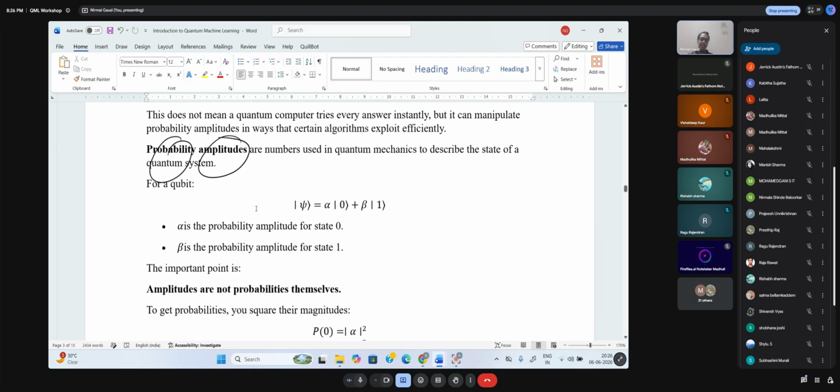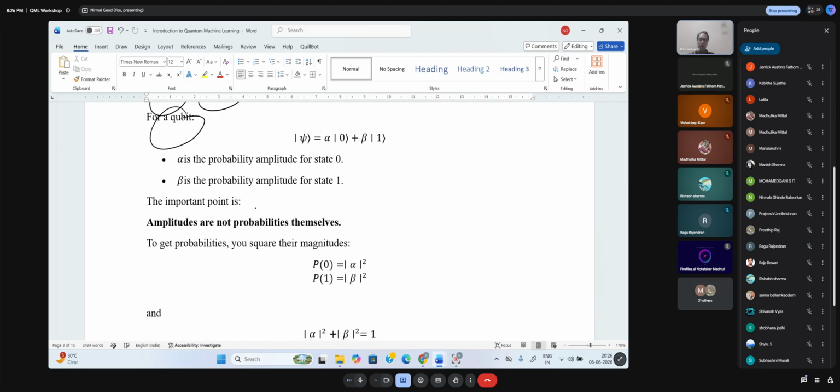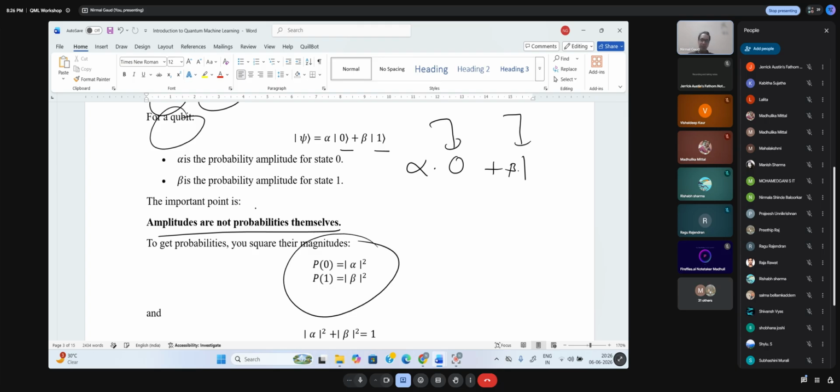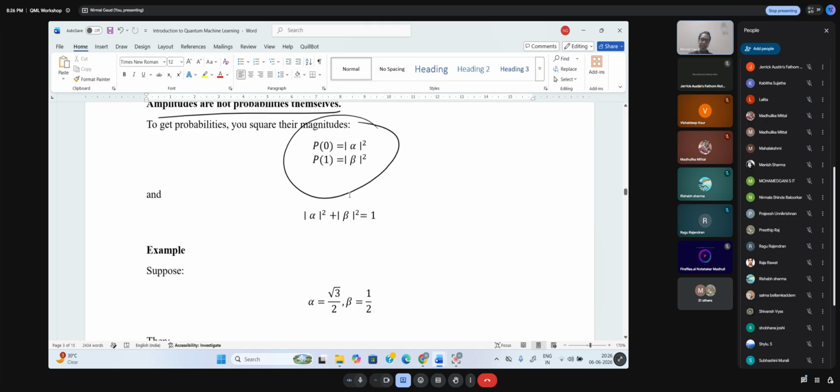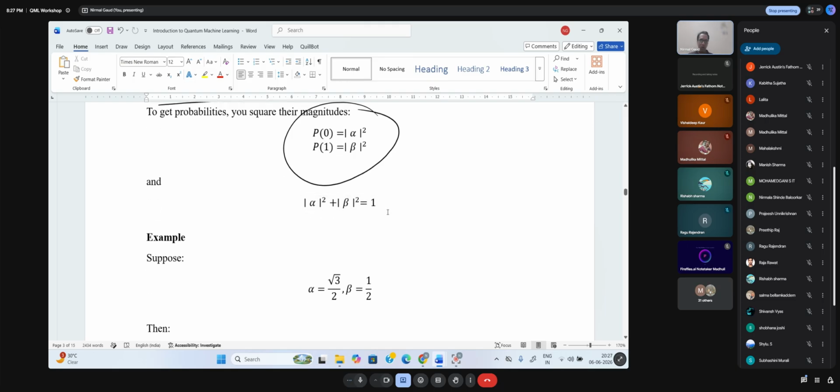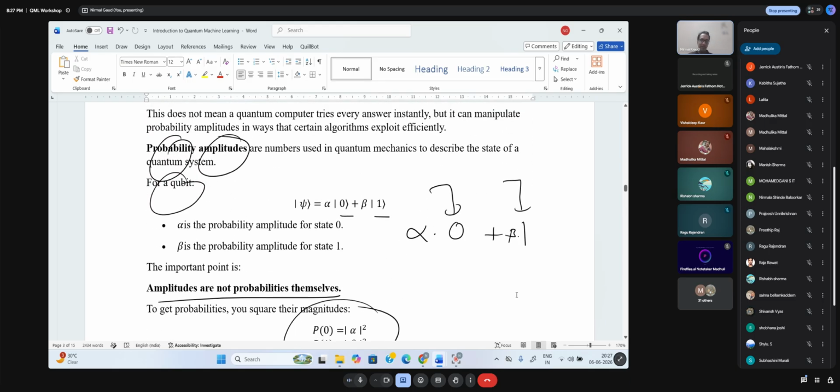Therefore, in quantum mechanics, we represent a qubit in the form of 0, 1, or 0 plus 1, subject to alpha and beta. These two are probability amplitudes for state 0 and state 1. These amplitudes are not probabilities themselves. They become probabilities once you square their magnitudes and add them, and then they equal 1. So this is the qubit equation.